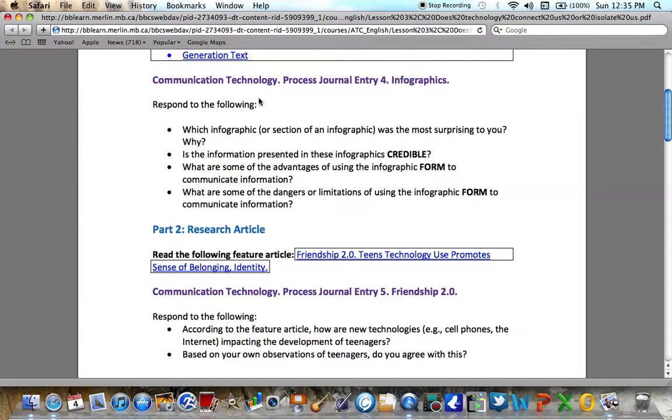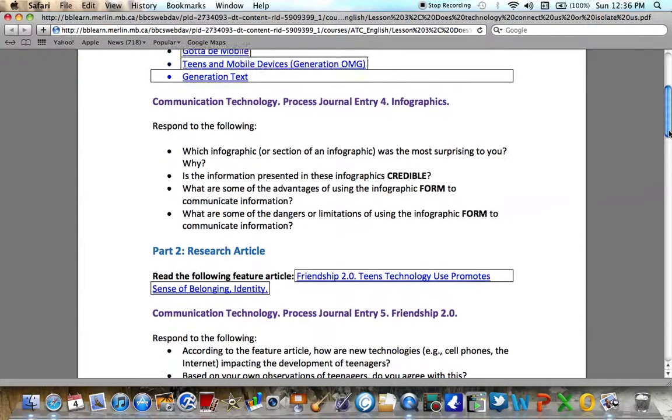You can go back to the fair trade videos and the fair trade article and fair trade documentary that you did earlier in the course. And also think about what are some of the limitations of using the form of an infographic to communicate information.